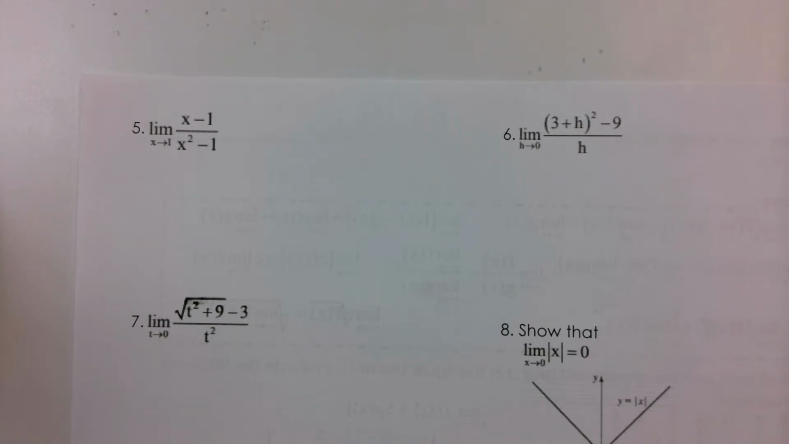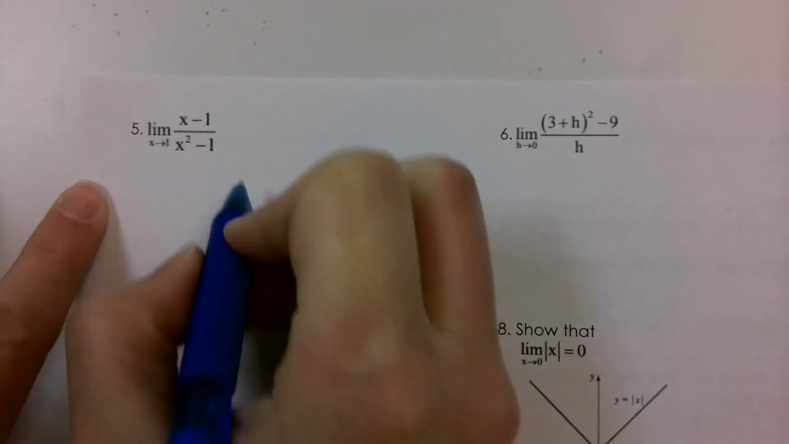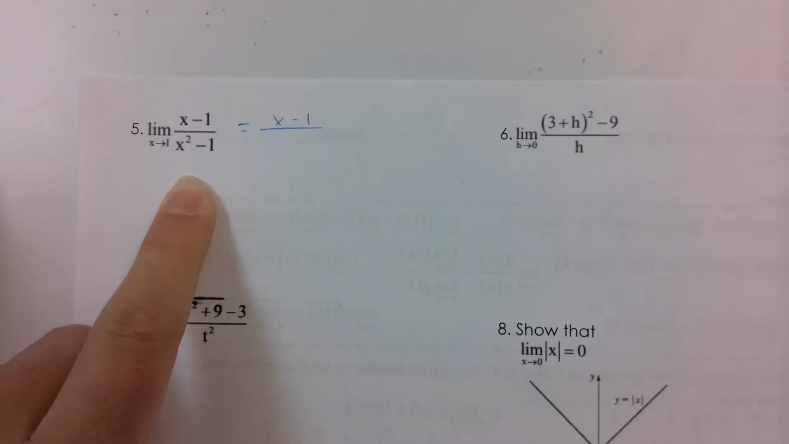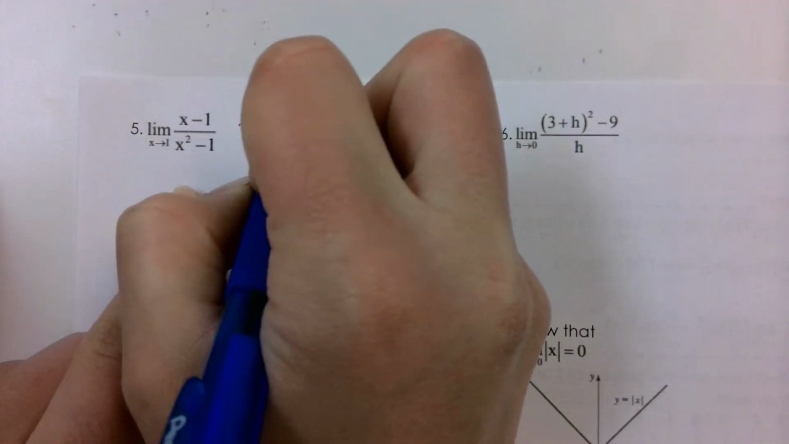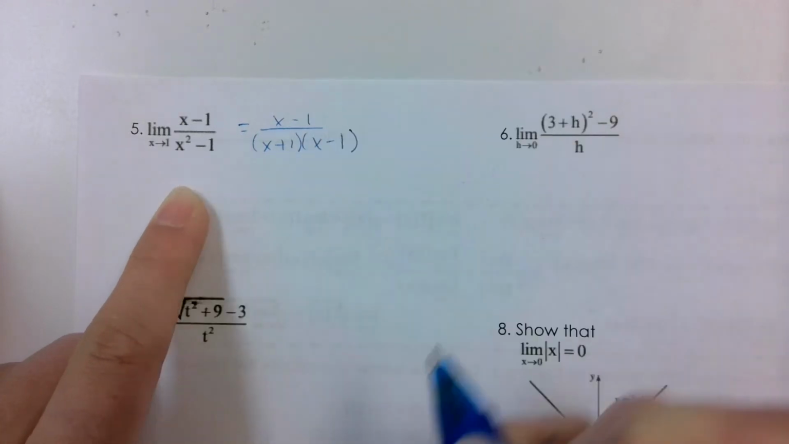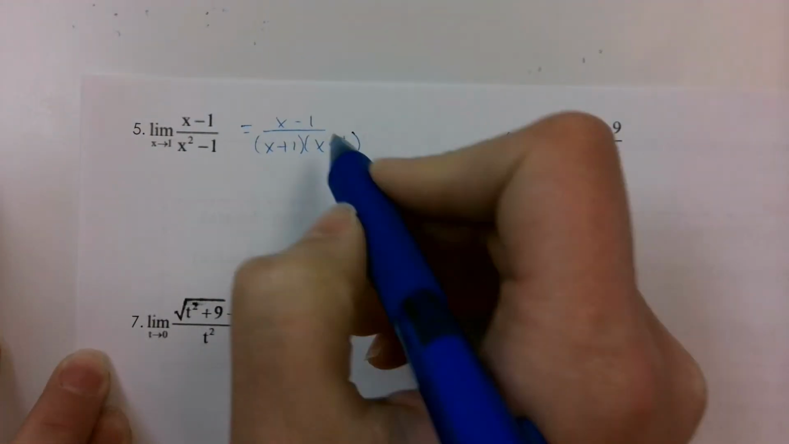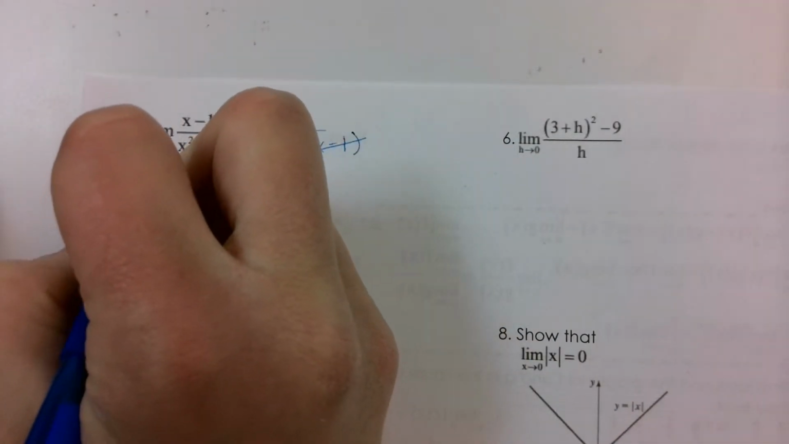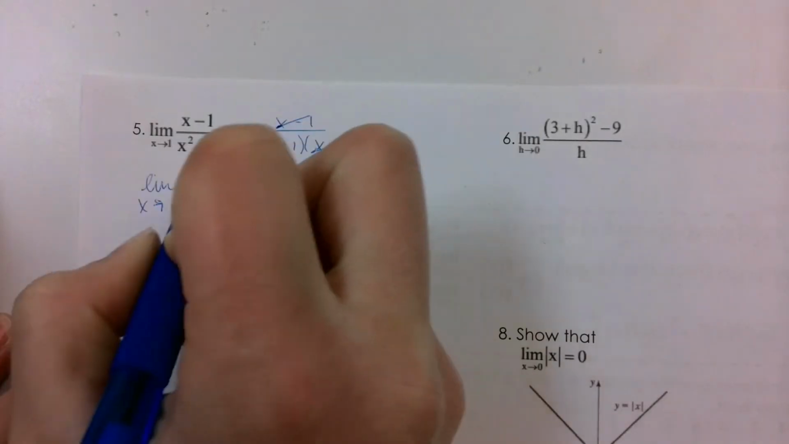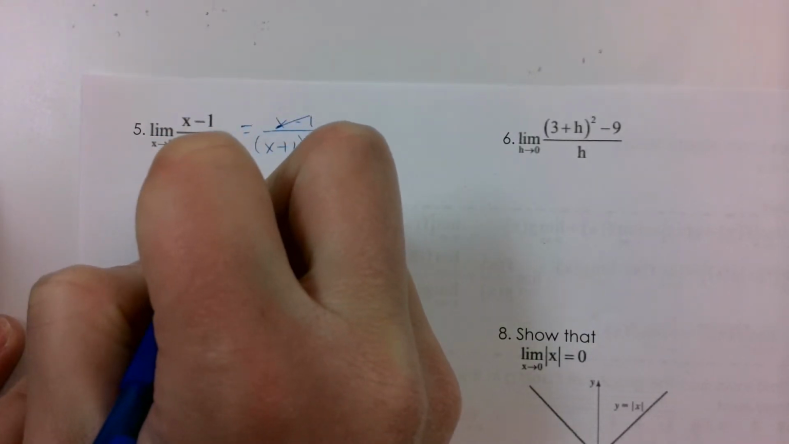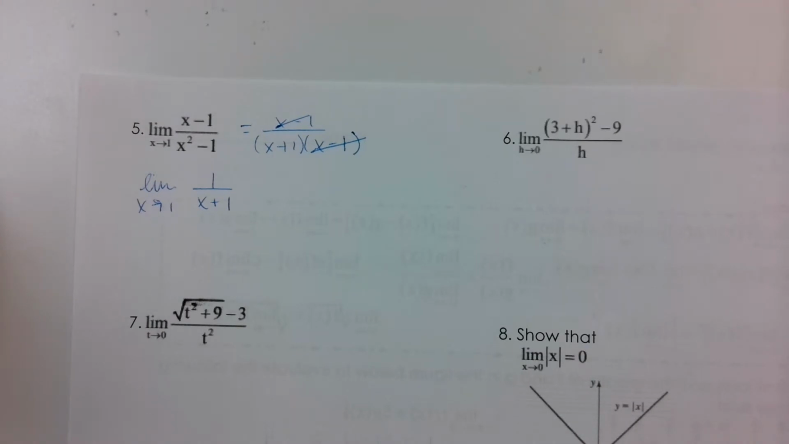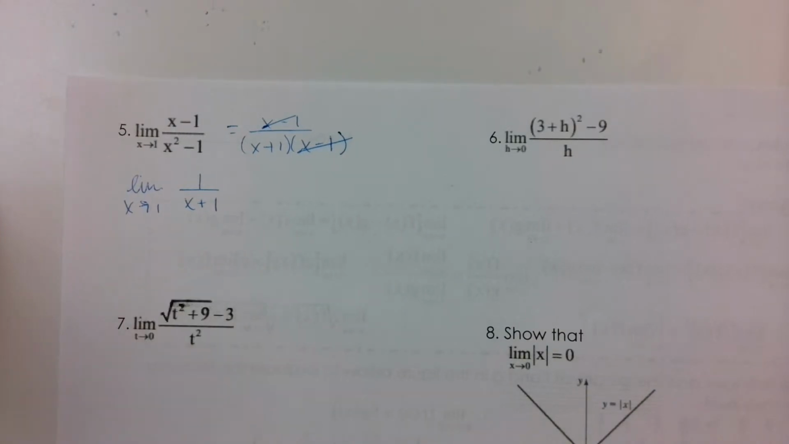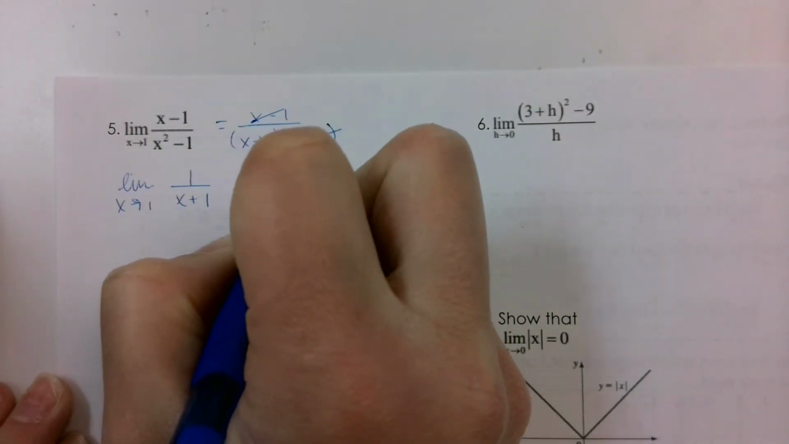So we need to try to factor and then see if anything would cancel and simplify this fraction a little bit. So we're still going to have x minus 1 on top, but what would your denominator factor into? So will anything cancel? Your x minus 1s go away, right? So then we really just have the limit as x approaches 1 of 1 over x plus 1. So now if we plug in 1, are we going to get something undefined? No, so we can go ahead and do that. So you'll have 1 over 1 plus 1, so 1/2.